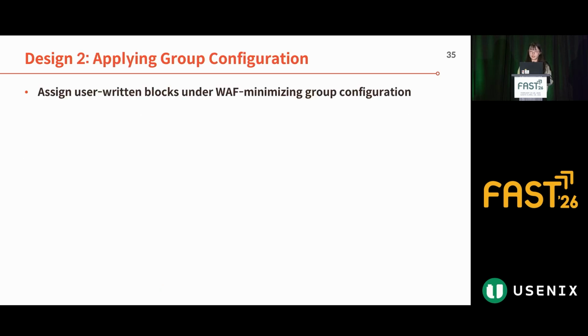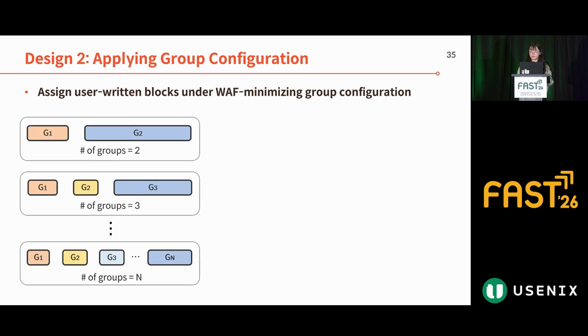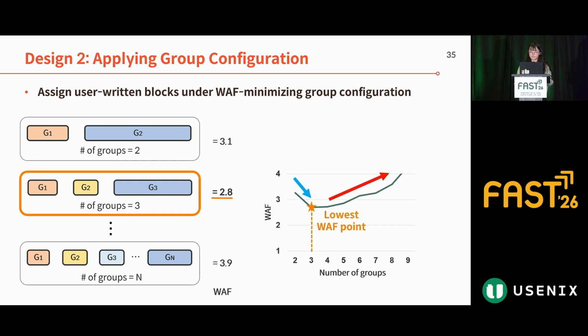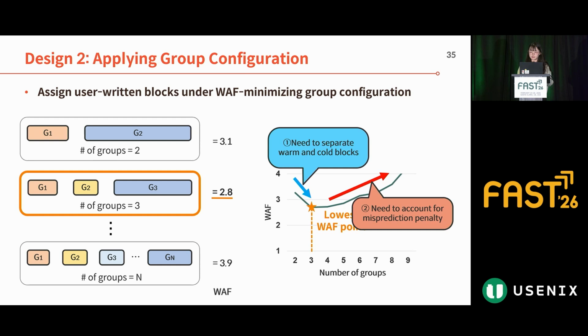Next, I'll explain how DOGI assigns user-written blocks in each group. There are many candidate group configurations with different numbers of groups, but we need to find the one that minimizes WAF. And as we saw earlier, minimizing WAF requires a configuration that can separate warm and cold blocks while keeping the misprediction penalty low. So DOGI predicts the WAF of group configurations by estimating the impact of these two factors.